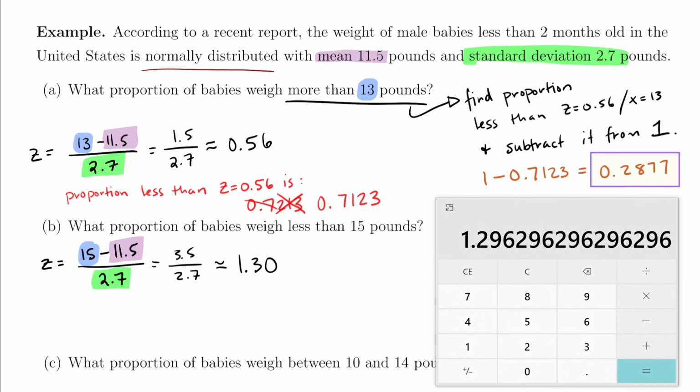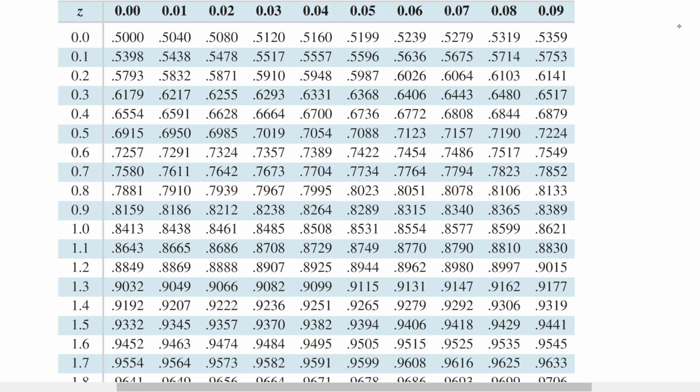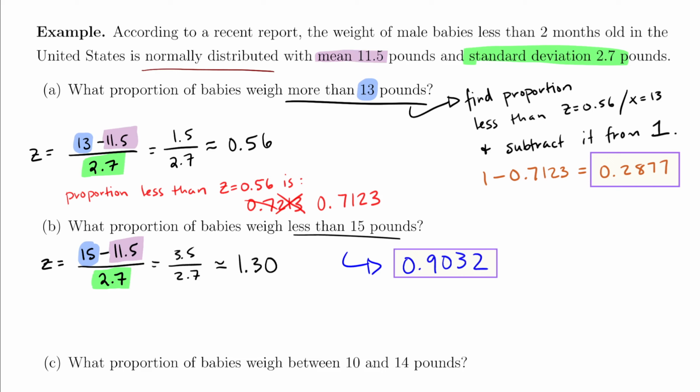Let's look at our chart and see for a z-score of 1.3 what the area is under the curve, which is equivalent to the proportion. And since it's less than, we know once we get that answer, we'll be done with this problem. So looking at the chart here, I find the row for 1.3. I find the column for 0.00, so that'll give me 1.30. And the area or proportion of results before that value is 0.9032. So our answer here is 0.9032.